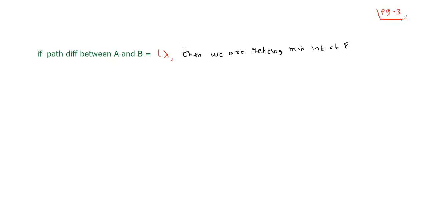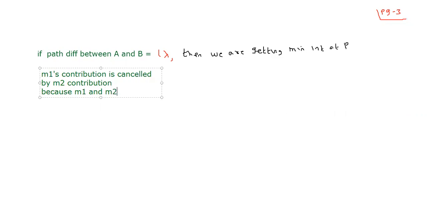Why minimum intensity? Because M1's contribution is cancelled by M2's contribution. Because M1 and M2 are out of phase. Because M1 is a crest and M2 is a trough, out of phase. They cancel.